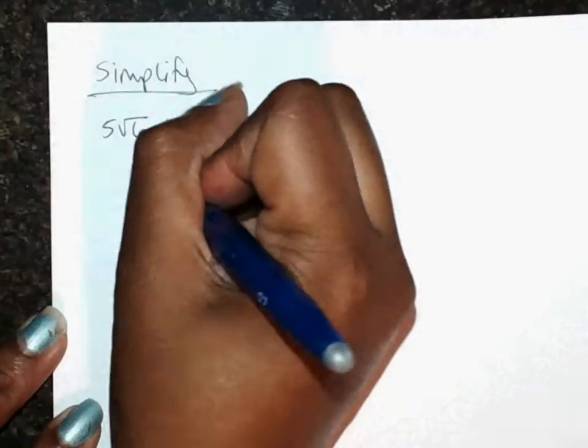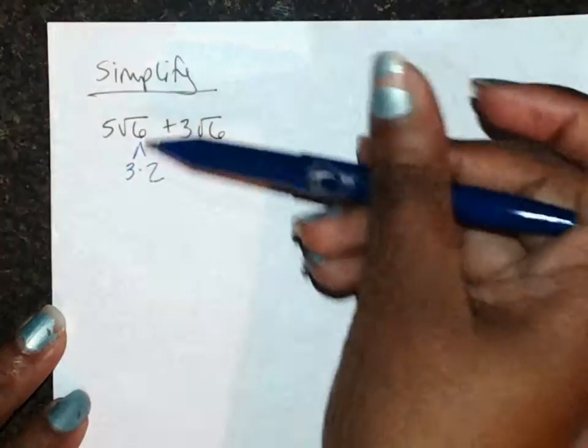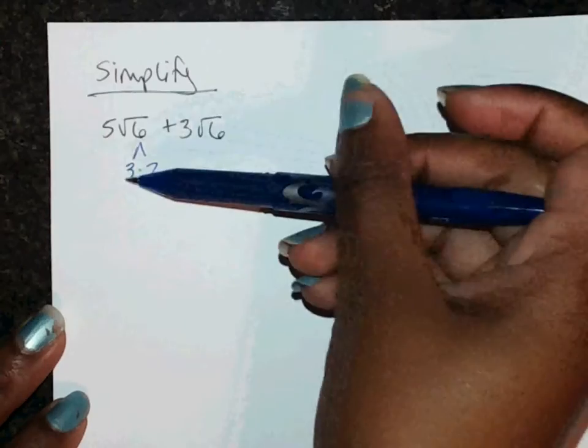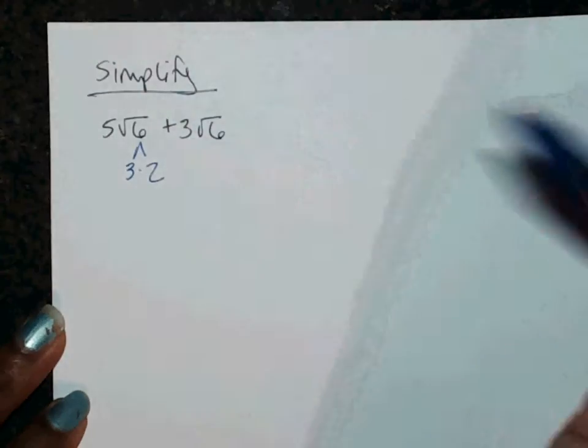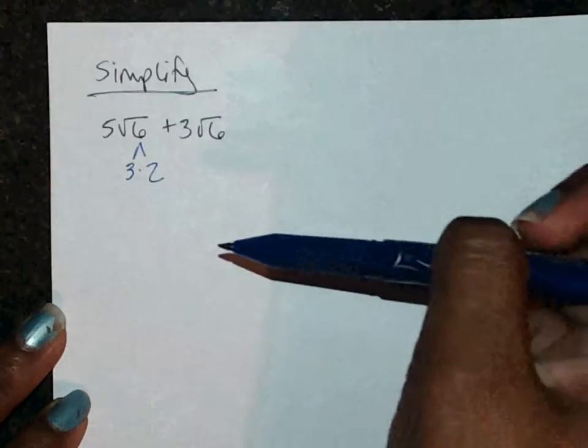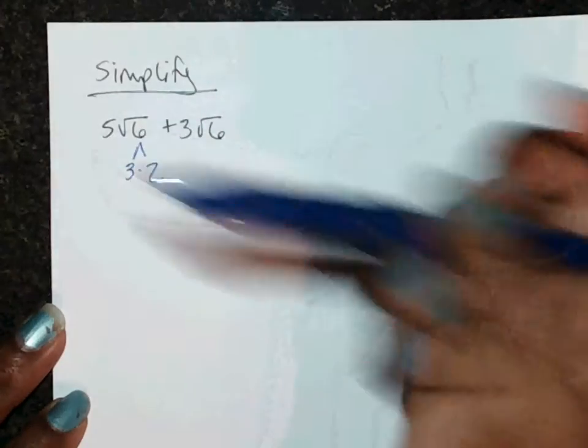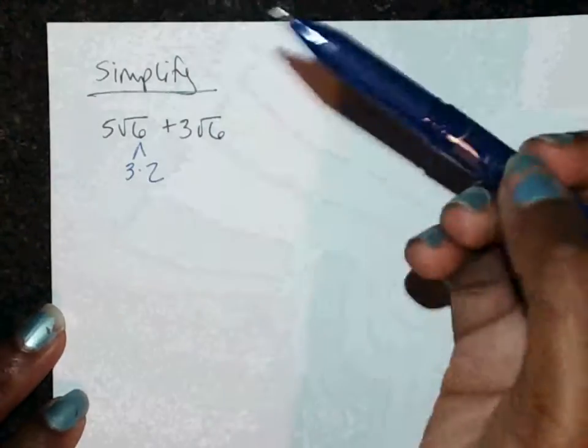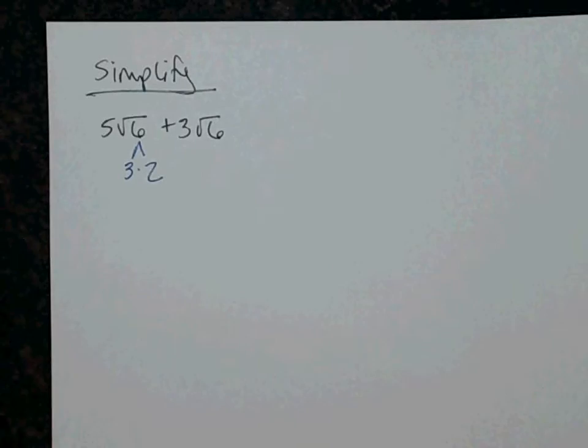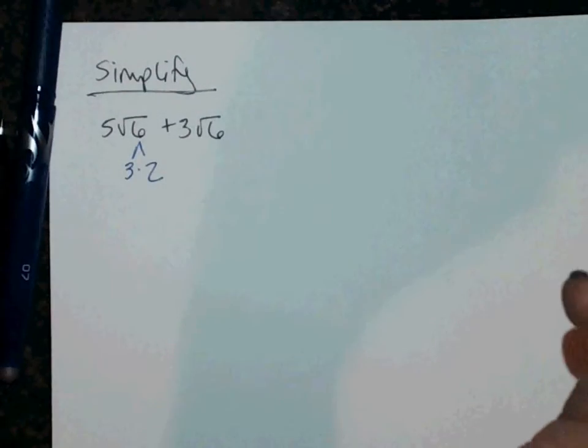Square root of 6 is 3 times 2. It's already broken down. It's already simplified. I can't simplify it anymore. There won't be any marriages going on here. There is not a perfect square that is in 6. So it's already simplified. This is awesome. This is like the best type of problem you can wish for.